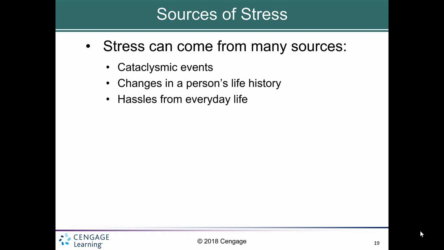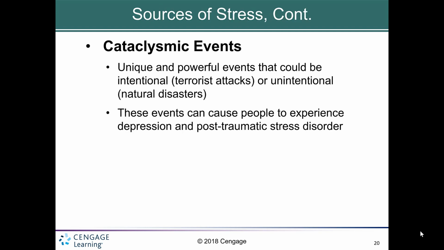So, as you gather from Lazarus' view of stress, and also from the understanding of the body's physiological response to stress, well, there are many sources for stress, and there are three main ones: cataclysmic events, changes in a person's life history, or hassles from everyday life. We can all talk about commuting in Southern California. That's an everyday hassle. Cataclysmic events is defined as sudden, unique, and powerful single life events requiring major adaptive responses from population groups sharing the experience.